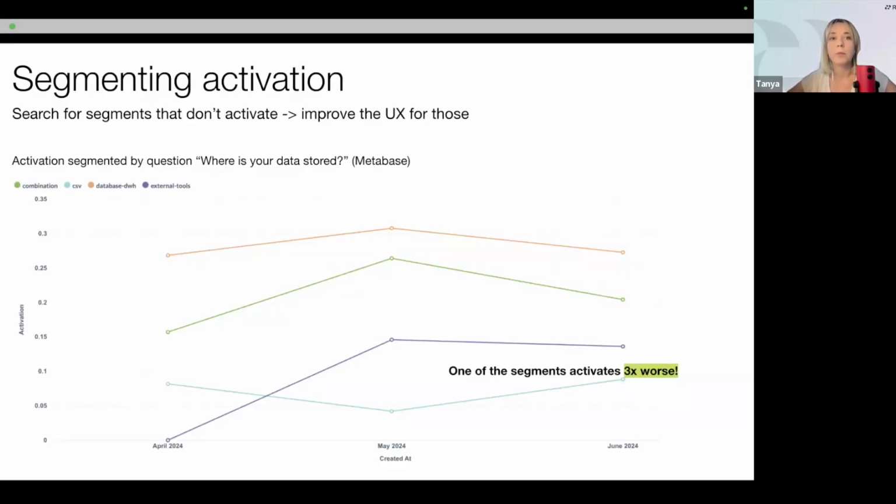For example, in Metabase's case, we segmented the activation by the question, where is your data stored? We ask this question on sign up, and then we built activation curves for these segments by the type of where they store their data. And we noticed that the customers with CSVs, the ones who store their data just in CSV files, don't really activate. There is a problem in our product that we're not addressing very well, and that's probably the reason. So we might fix this sooner or later.